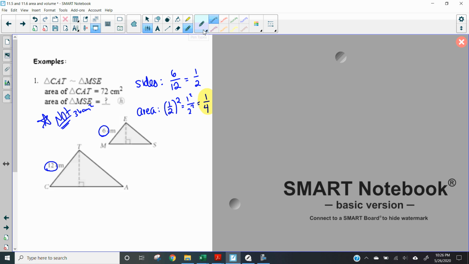So when we're setting up our proportion, we need to make sure we're using the proper ratio. If I'm looking for an area, I need an area ratio. That is by far the easiest place to make a mistake in these problems: it's just to go with the side ratio and be done with it. Okay, so when I set up my proportion now, it actually looks like this: 1 to 4 equals, and CAT again was the bigger one, so I'm going to put 72 on the bottom here. X would be my missing area that I'm looking for. Okay, so 4x equals 72, or x equals 18 square centimeters. Okay, make sure you are using the correct ratio.